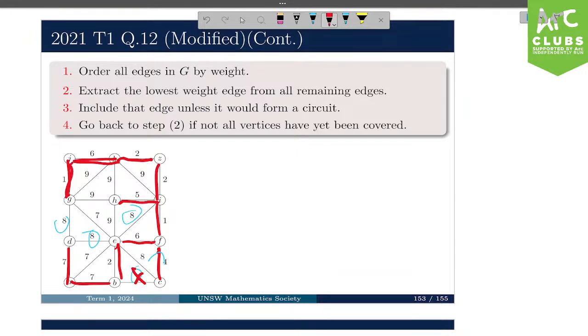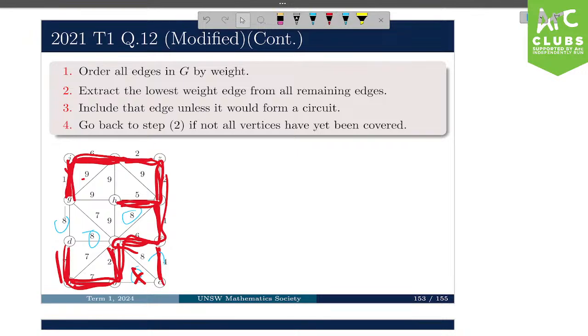Not only do you have to make sure that all the vertices are covered, but you have to make sure the entire tree is in one section of connectedness. This tree basically means I can go from any vertex to any other vertex by going along its edges. So say I wanted to go from D to G, I just follow along here. Yeah, just make sure that's the case.